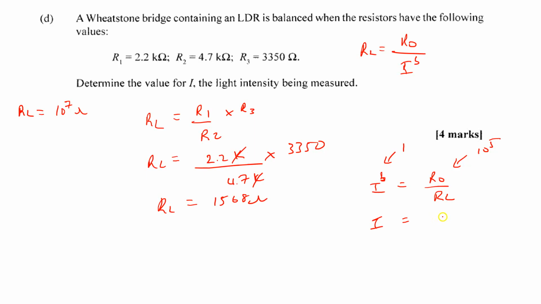So now we have 10 to the 5th divided by 1,568. Once you do that, then you would simply find out the value for I, the intensity. So in this case, you should get a value of intensity of 63.8 lux, right? So that is what is being asked here.